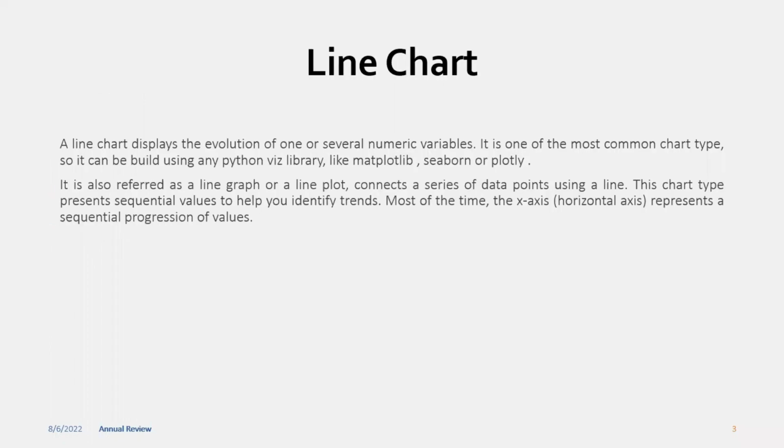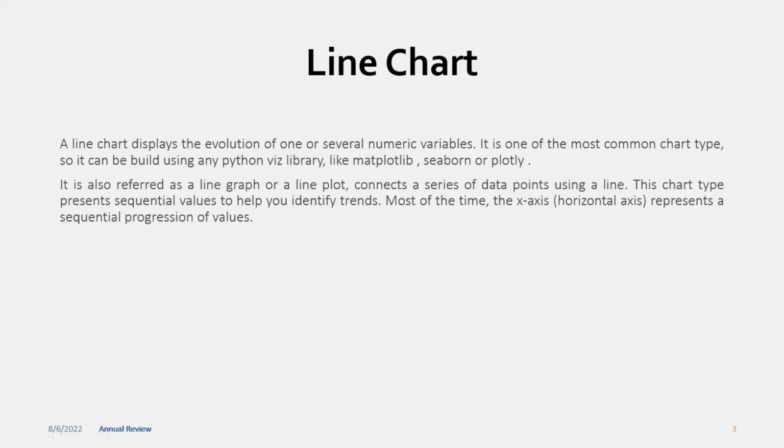So what is a line chart? A line chart displays the evolution of one or several numeric variables. It is one of the most common chart types, so it can be built using any Python visualizing library like Matplotlib, Seaborn, or Plotly. It is also referred to as a line graph or a line plot, connecting a series of data points using a line. This chart type presents sequential values to help you identify trends. Most of the time, the x horizontal axis represents a sequential progress of values.